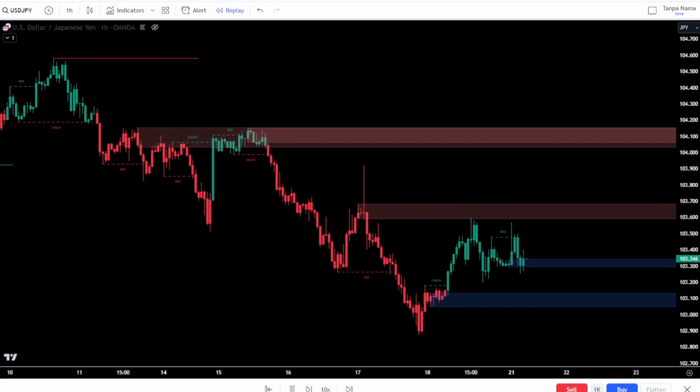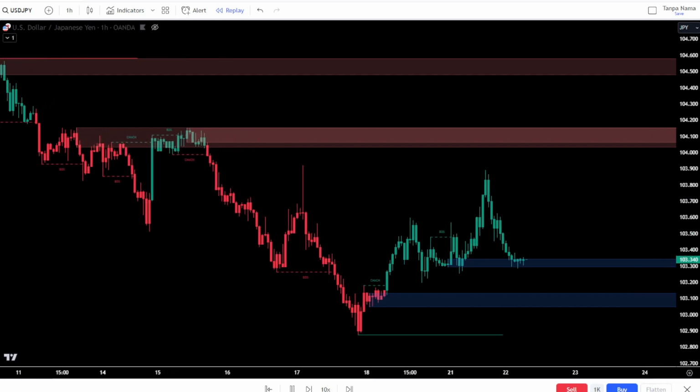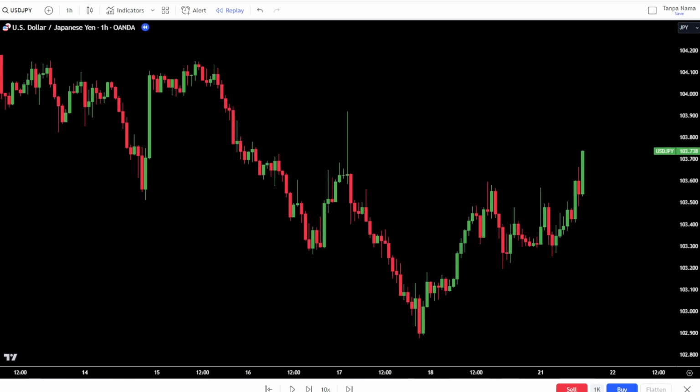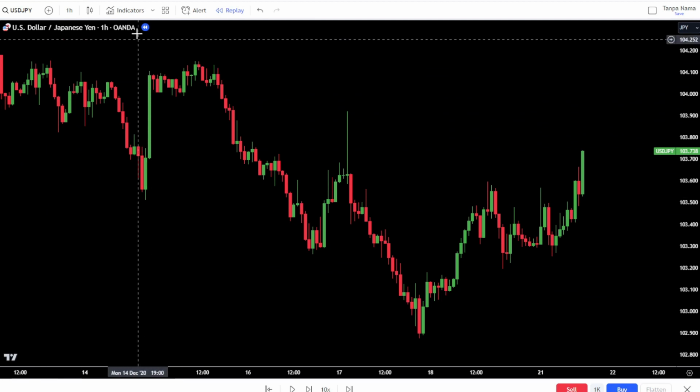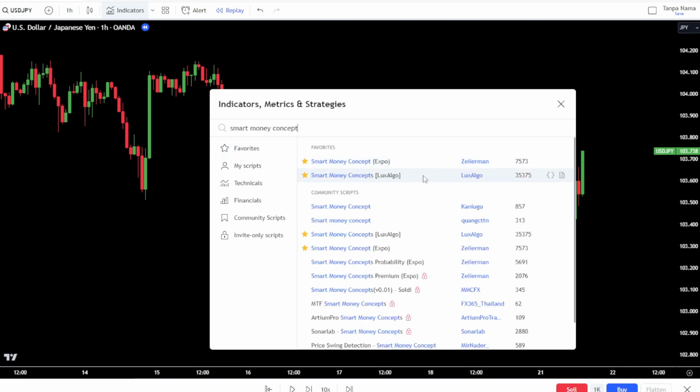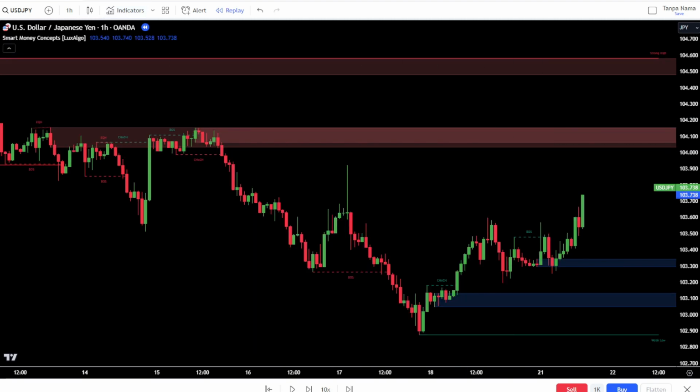Before delving further into the Smart Money Concept Indicator, let's go ahead and add this indicator to our trading chart. Now, let's enter the TradingView application and navigate to the Indicator Search tab. In the search bar, type Smart Money Concept and select Smart Money Concept from Algo. Let's now discuss and configure the Algo Smart Money Concept Indicator.